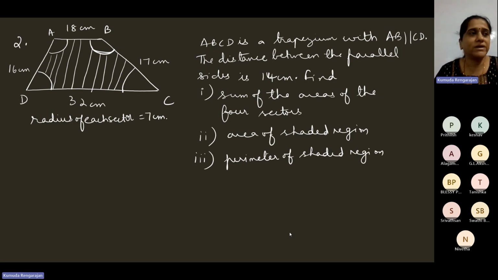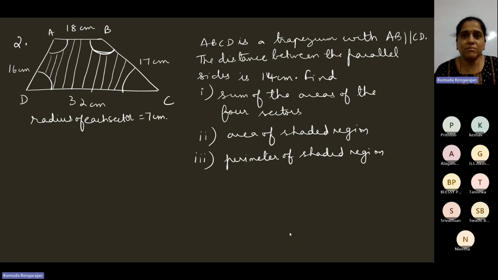So take out pi r square by 360 common. Then you will have angle A plus angle B plus angle C plus angle D in bracket. But what is that sum? 360. So 360 and 360 will get cancelled. So the area of the four sectors is pi r square. You'll have to show all these steps. Then how do you find the area of the shaded region?